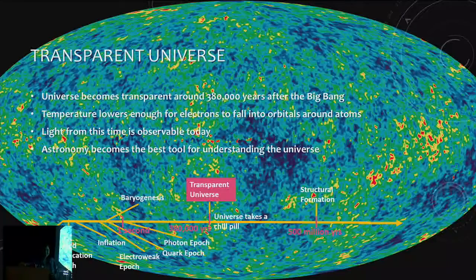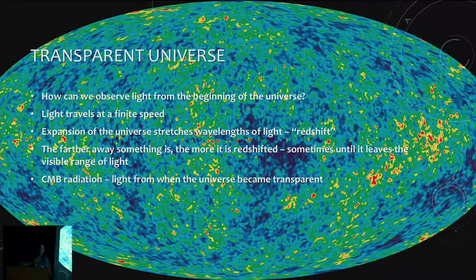And so, at the end of the opaque universe, basically light particles bounced off their last electron and then just traveled out into space. And we can actually observe this light today. And that's why, when the universe becomes transparent, that's when astronomy starts to become the best tool for understanding the universe. Because we can actually look at things.